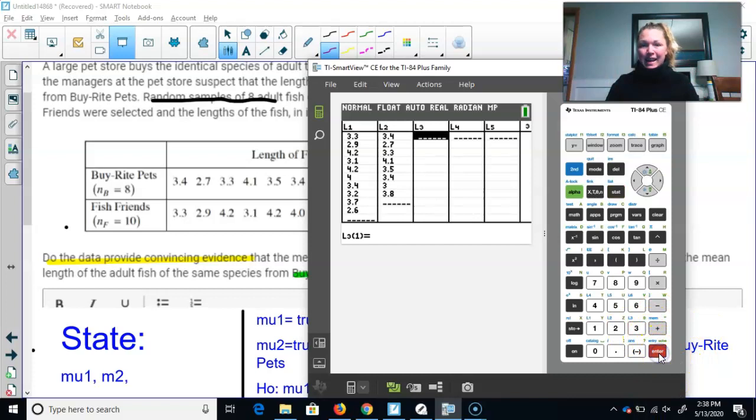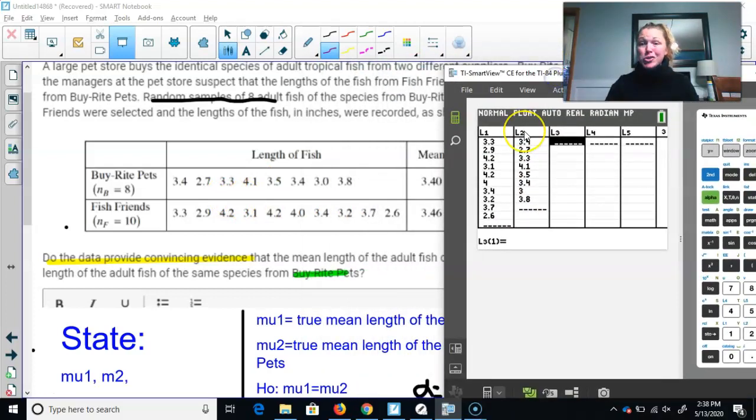Stat, edit, okay? What I have here is in L1, I have all the data from Fish Friends. In L2, I have all the data from Buy Right Pets. I am going to double check. It takes just a couple seconds to double check, you guys. Don't make that mistake on the AP exam where you don't double check and then you go and do everything right based off some wrong data.